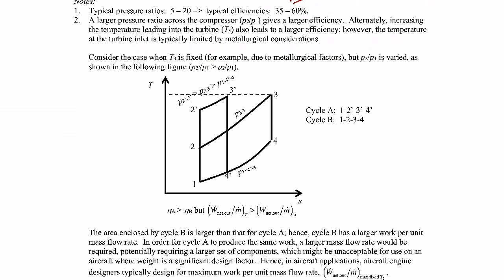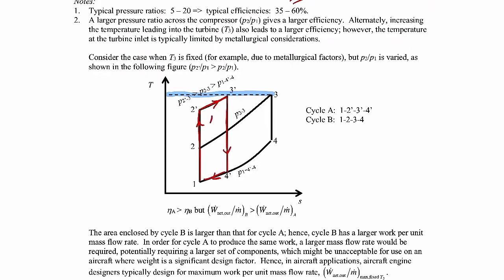Okay, so now let's consider the case where the T3 temperature is fixed. We just talked about that. You can only go so high. So what we're going to do is have this fixed upper bound for T3. What we're doing is we're looking at a Brayton cycle on a TS diagram. And then what we're going to do is we're going to look at two different Brayton cycles with different pressure ratios. Okay, so the first one we'll call cycle A goes from state 1, state 2 prime, state 3 prime, which is our limit, down, and then repeat the cycle.